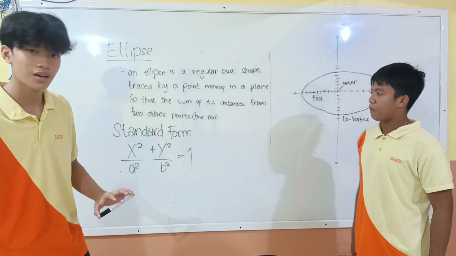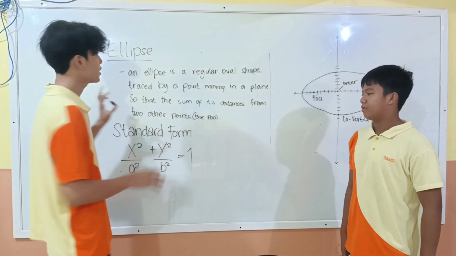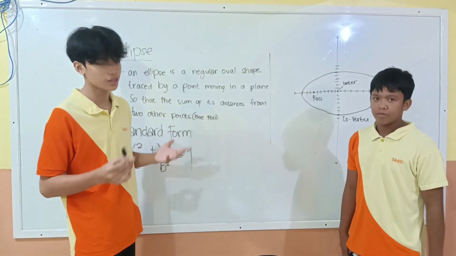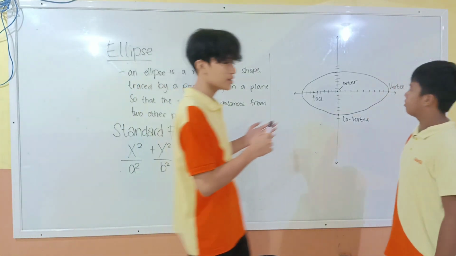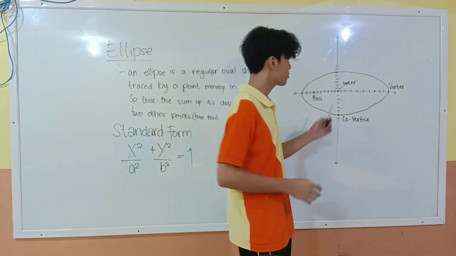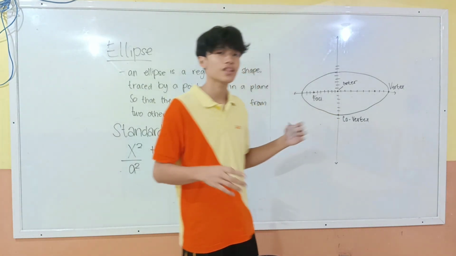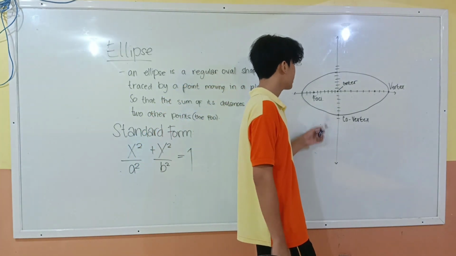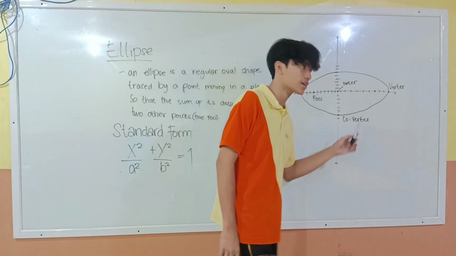Okay, so now that we know the basic definition of an ellipse, basically it is an oval, and then we have 2 points, these are called the foci. So we're going to go to the parts. So right here, we have our center of origin. For our case, this is only 0, 0. And then right here, we have the co-vertex and the vertex.